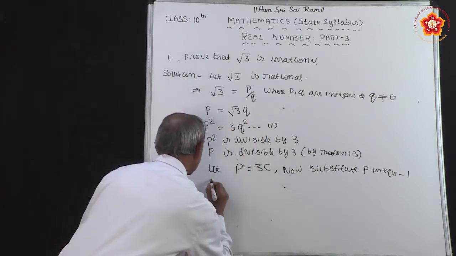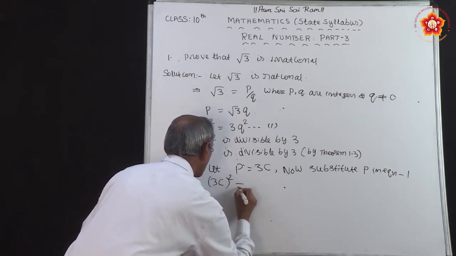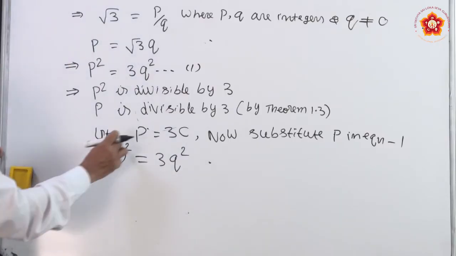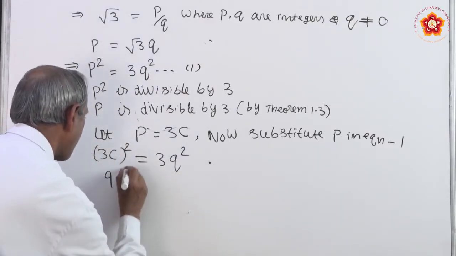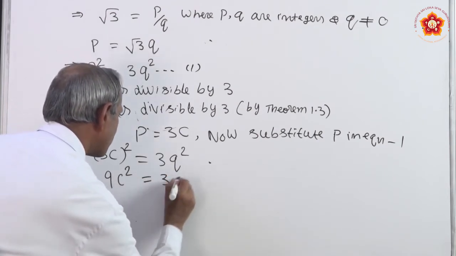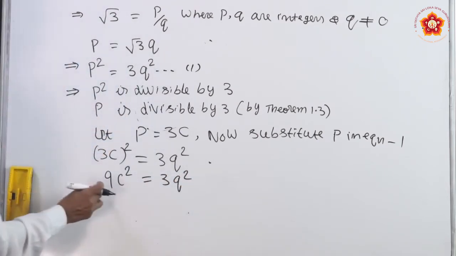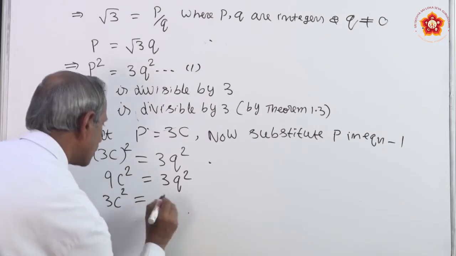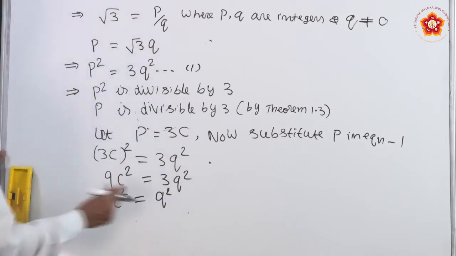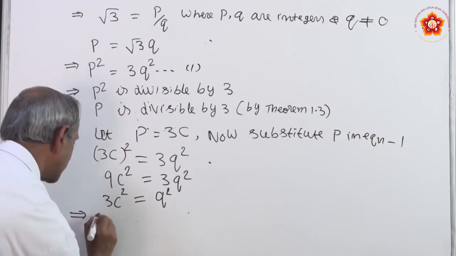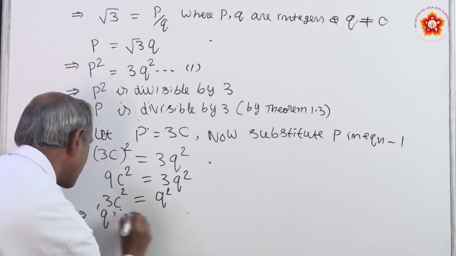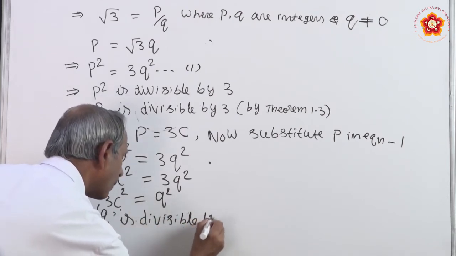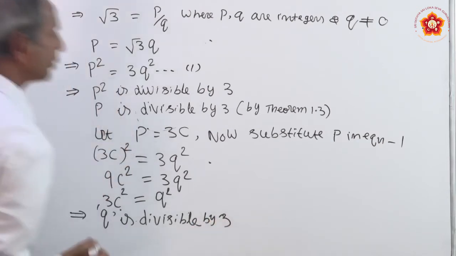Therefore, you will get 3c whole square equal to 3q square. Now expand it, you will get 9c square is equal to 3q square. Now divide by 3 on both sides, then you will get 3c square is equal to q square. That implies q is divisible by 3.